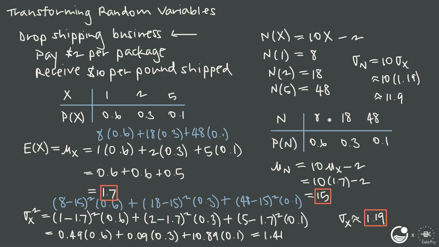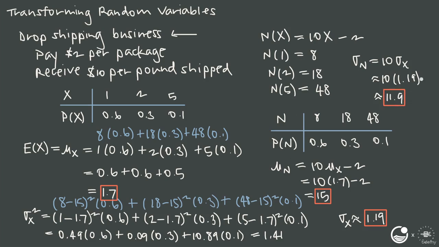But when we take the mean there, when we look at the long-term average, based on the fact that 60% of the packages we ship net us $8, that 30% of the packages we ship net us $18, and that 10% of the packages we ship net us $48, the mean amount of profit per package is $15 with a standard deviation of just under $12.